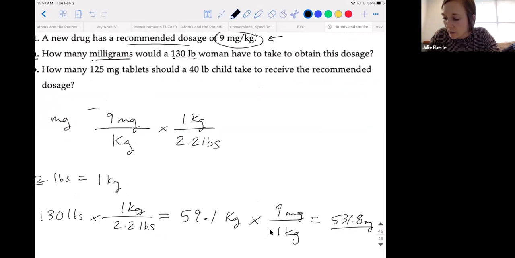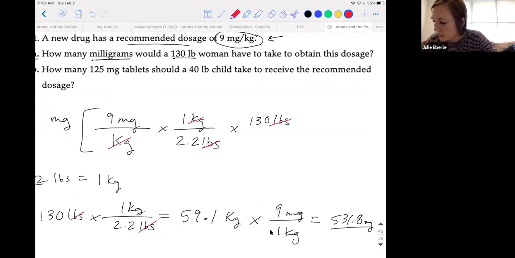Or if you started up here like I did with the milligrams on top, and then you plug in and you convert kilograms to pounds, now you're just going to multiply by her weight. Because look, you canceled kilograms, and then we also don't want pounds in our answer. We just want milligrams. So if you do it like this, pounds cancels as well. And, you know, we could also mark out how everything canceled over here as well to give us milligrams. So there's kind of 2 ways you could have worked it. Either way is perfectly fine.